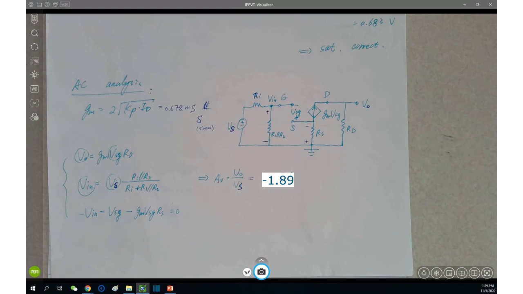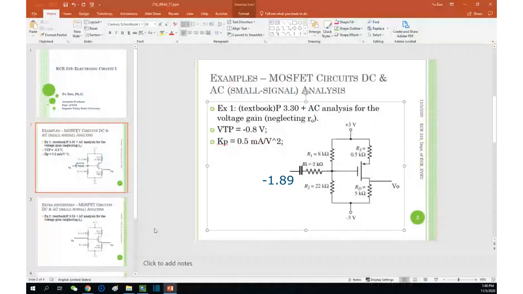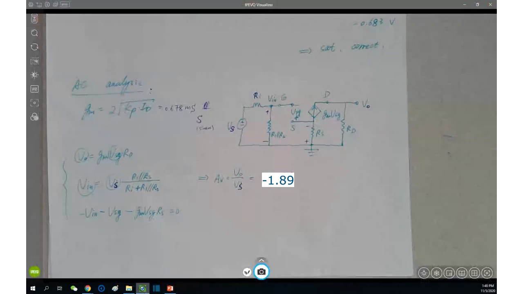What's the RI value? Go back to here. RI equals 2 kilo, right? Back to here. Once again, any questions? Anything you want me to go over?